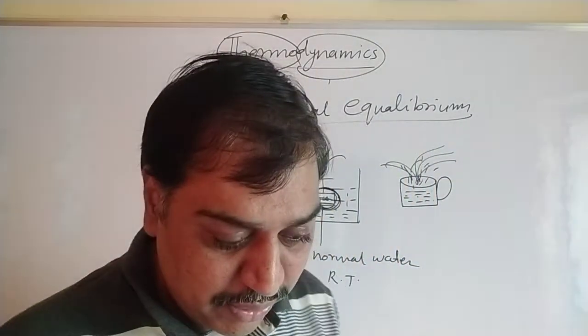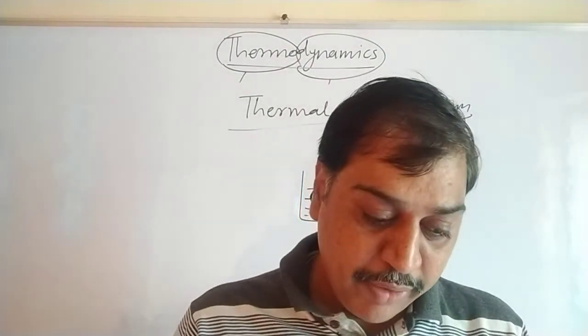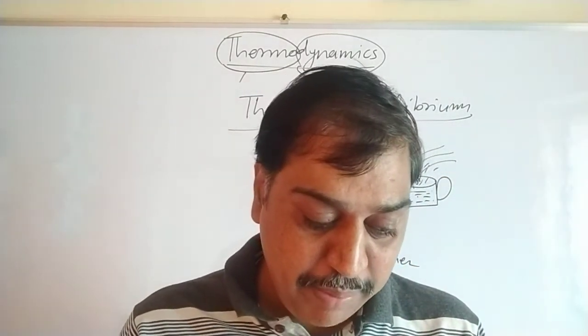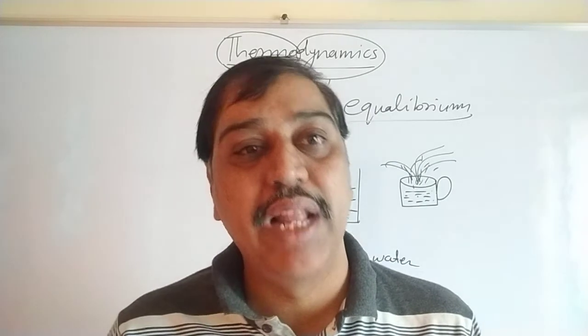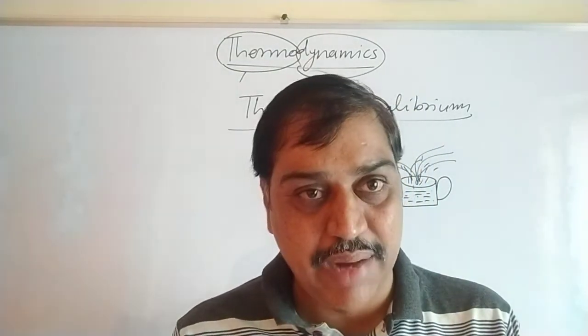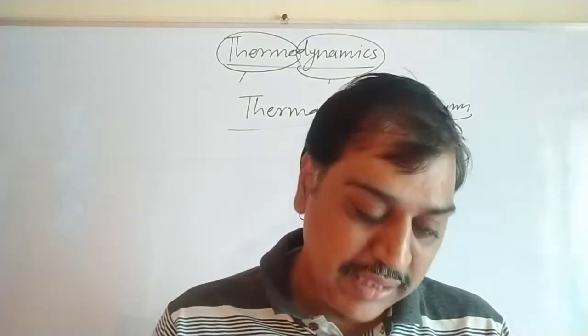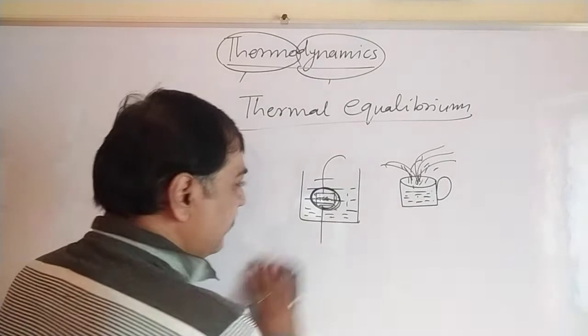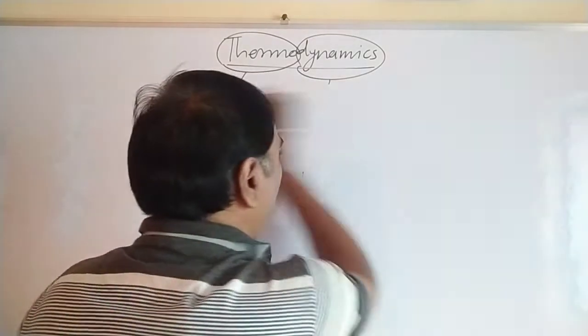So let's not waste time, let's go to the next one. In short, when two objects are at the same temperature after some time, the two objects are said to be in thermal equilibrium. The same thing is explained by the zeroth law of thermodynamics. So let's start with the zeroth law of thermodynamics.